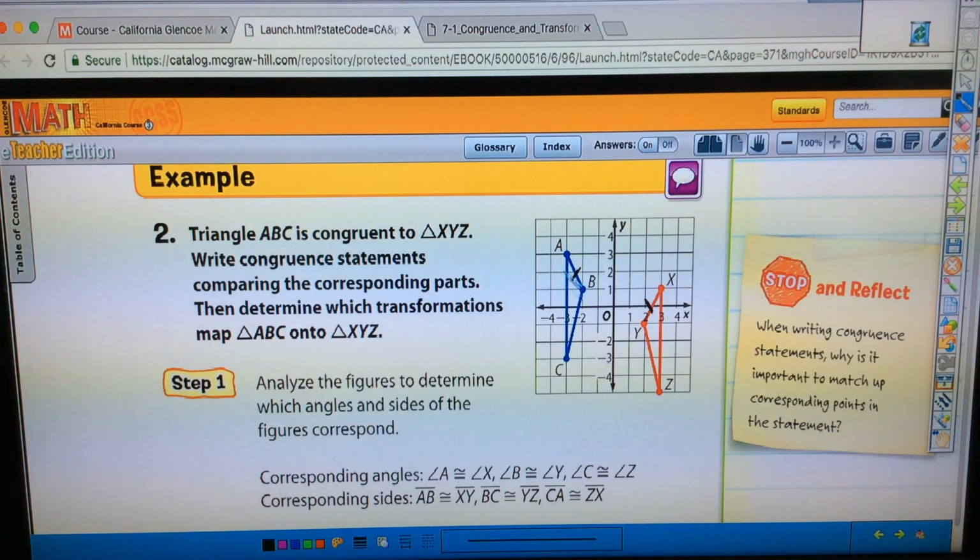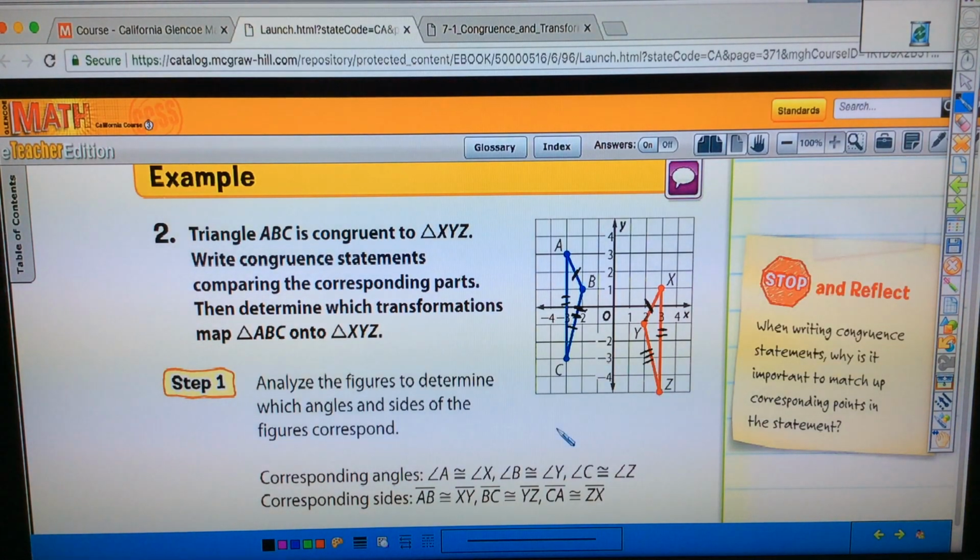The longest side, AC, I'm going to give that 2 tick marks, is going to correspond with the longest side here, which is going to be XZ. The middle length side is going to be BC. I'm going to give it 3 tick marks. That's going to correspond with the middle length side here, which is going to be YZ. It doesn't matter how you number them. What matters is that corresponding side lengths have the same number of tick marks. That's the only thing that really matters.